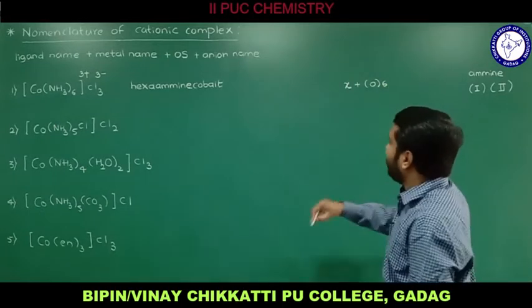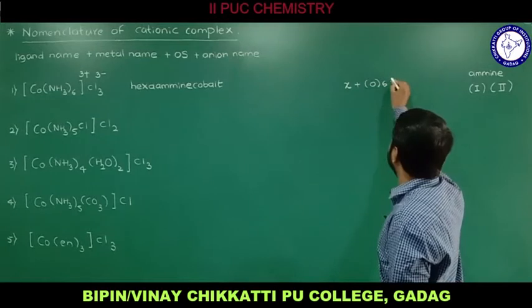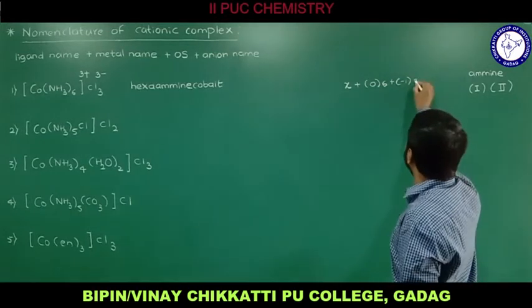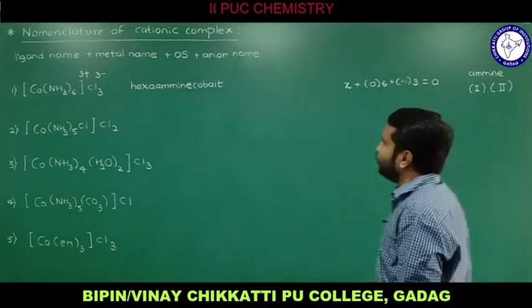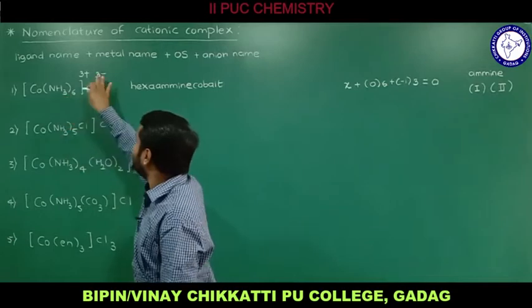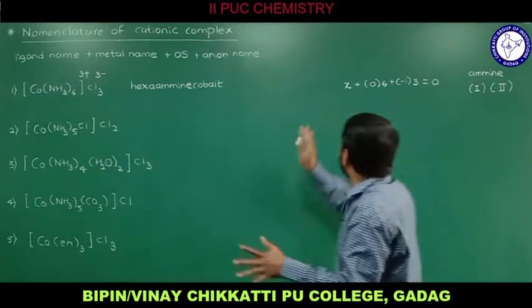And next we have what actually? CoCl3. Cl, the charge will be -1, and how many Cl we have? We have 3 Cl, which equals 0. As a molecule whole, it is neutral. Of course, +3 will be the cation and -3 will be the anion. As a complex, it is neutral.